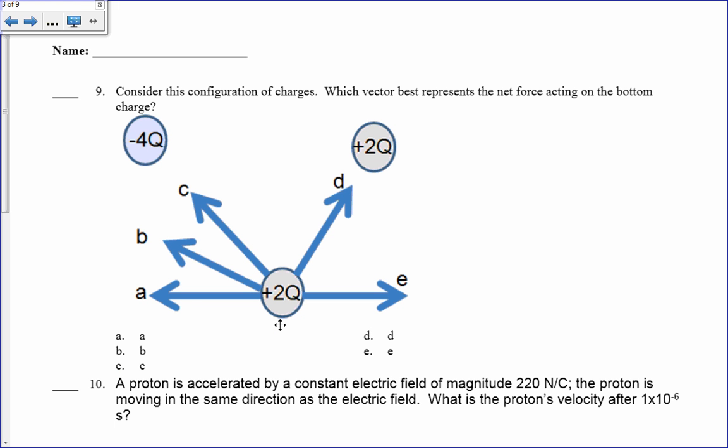Or 8 is D. Consider this configuration of charges. Which vector best represents the net force acting on this charge? All right, well, due to this charge, I get a force that's in this direction. Due to this charge, I get a force that's twice as big and in this direction. So my net force is going to be like that. That's B. So number 9 is B.